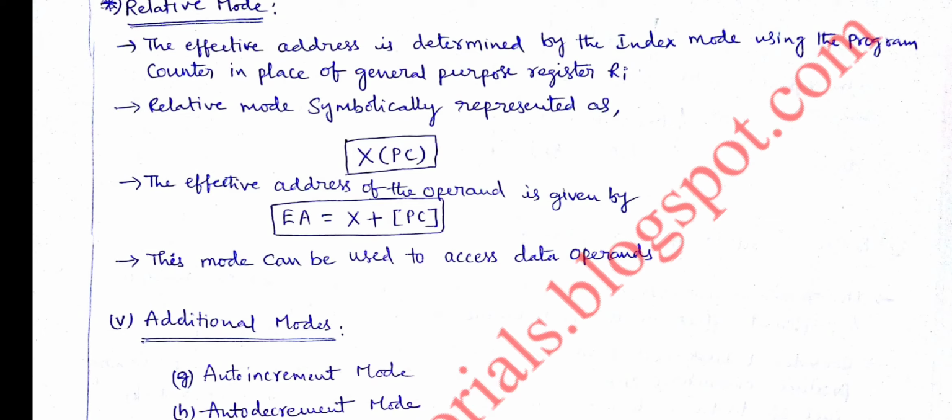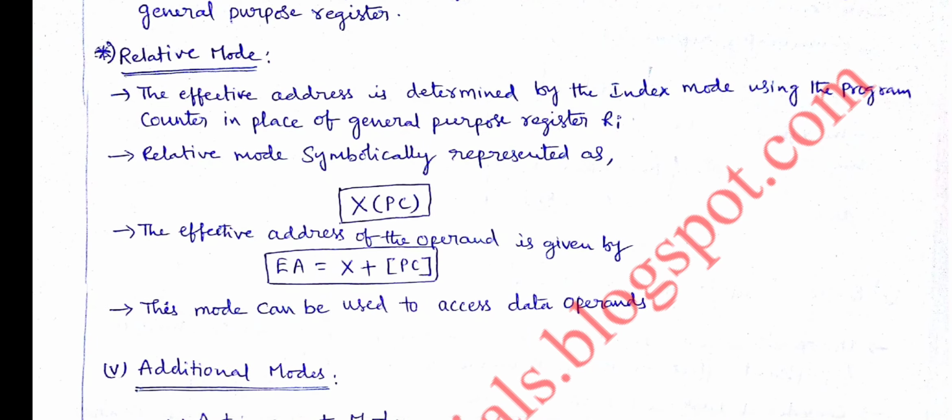This mode can be used to access data operands, right? This is called relative addressing mode or relative mode. Once again, the difference between index mode and relative mode: both are the same, but instead of using a program counter as in relative addressing mode, we have to use a general purpose register in index mode. That is the only difference between these two, right?